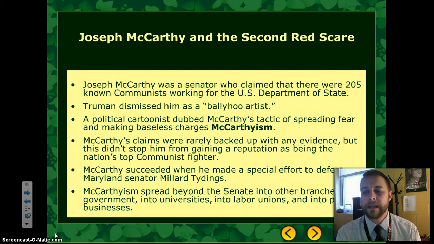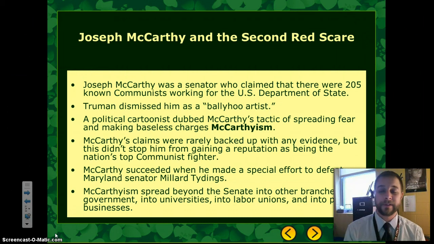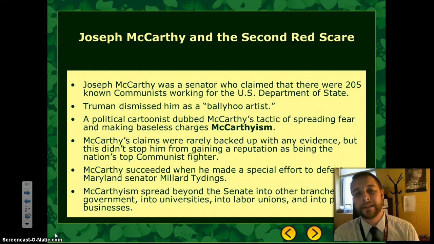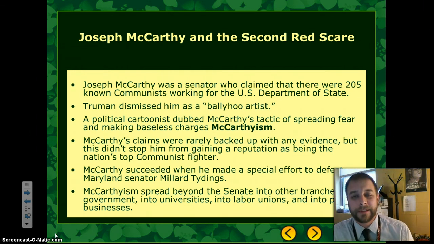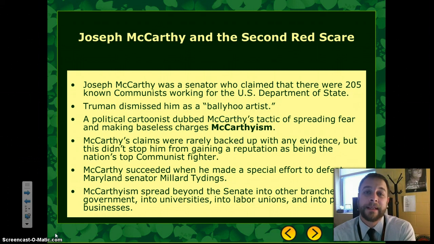And many of McCarthy's critics basically lampooned his spreading of fear and making charges that didn't have evidence. They called it McCarthyism. There's a popular play called The Crucible that you guys may have read in English classes, that's basically about McCarthyism. It's just under the guise of talking about the Salem witch trials. But he rarely backed up his claims with evidence, and yet he gets a reputation because he's loud, he's brash. He gets a reputation as being a top fighter of communism.